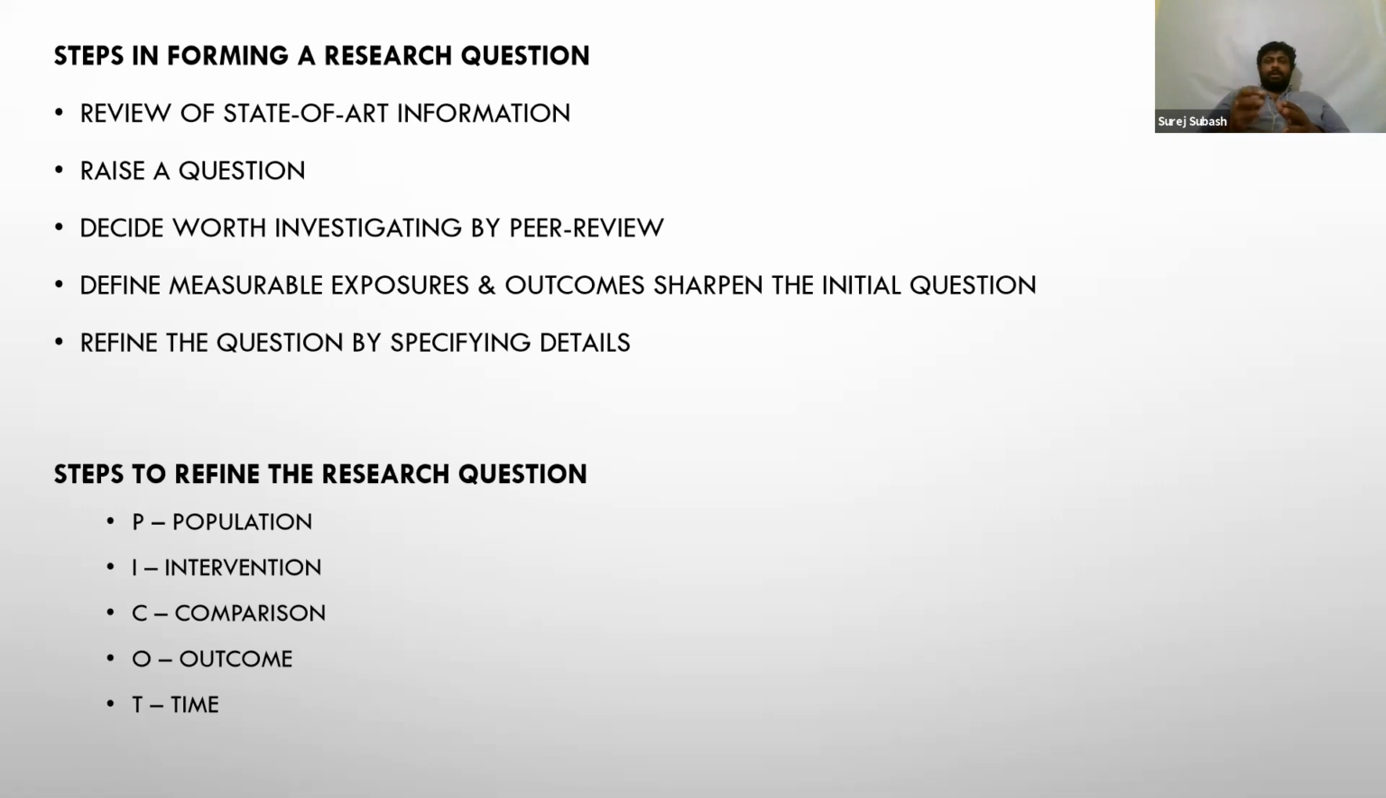Intervention is the method or whatever measures you are taking in order to bring down the blood sugar level. Comparison is usually given when compared to a standard medication. Outcome is reduction of the blood sugar level, fasting blood sugar level, and time is whether within 1 month or 2 months or whatever it is. So these are the steps taken to refine a research question.